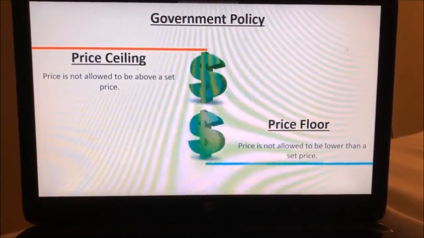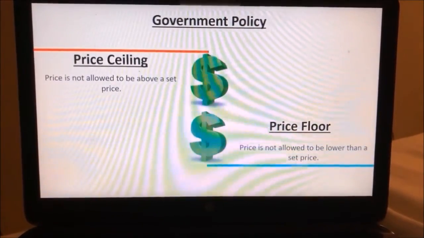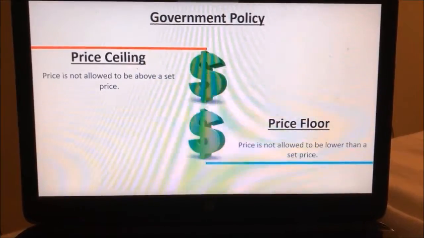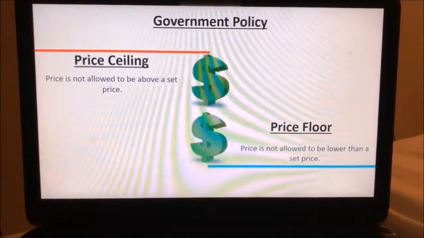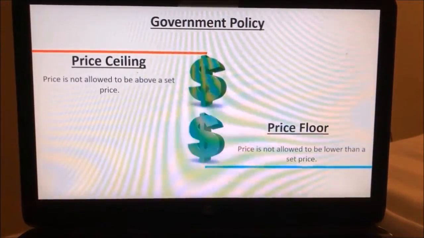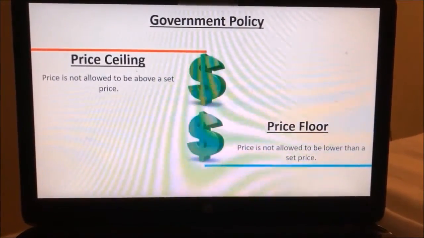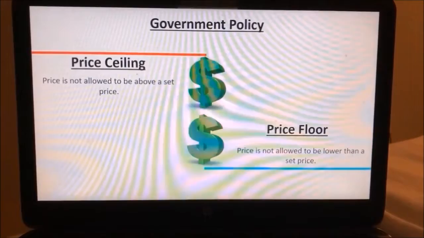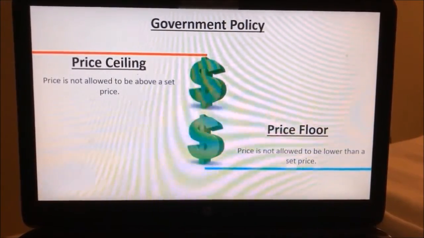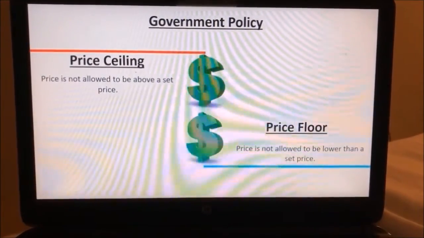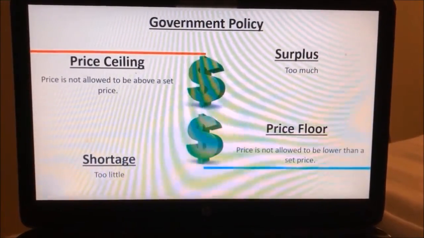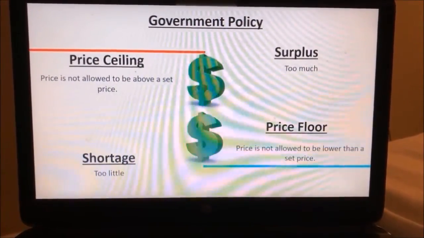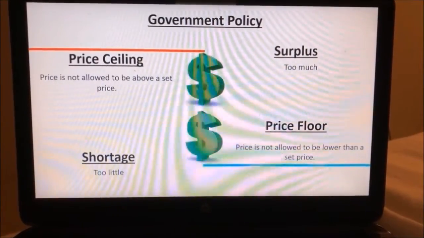They can also put a price floor on something, meaning the price is not allowed to go lower than this. The government has done this with food production to make sure that farmers have a certain price that they get for their crops. But these price ceilings and price floors can have a negative consequence, meaning the supply can be a surplus, too much, or there can be a shortage, too little.